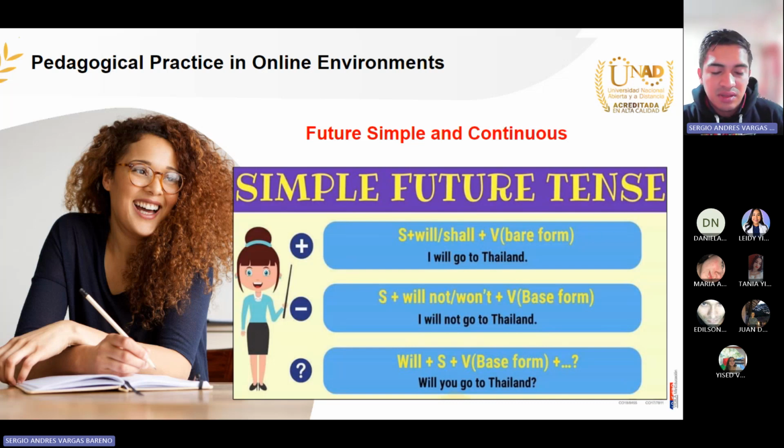And the question, the same idea. We change the subject with the will. Will you go to Thailand? And that's it. This is the future simple tense.